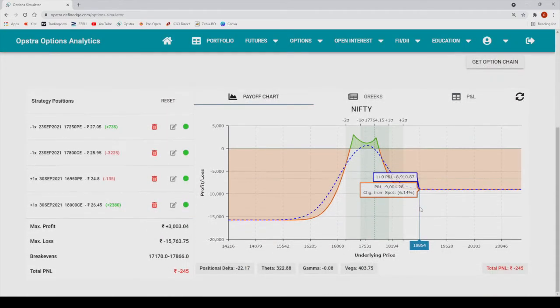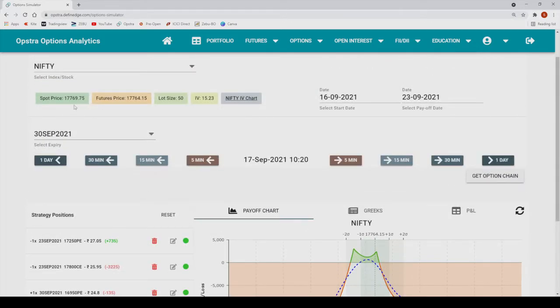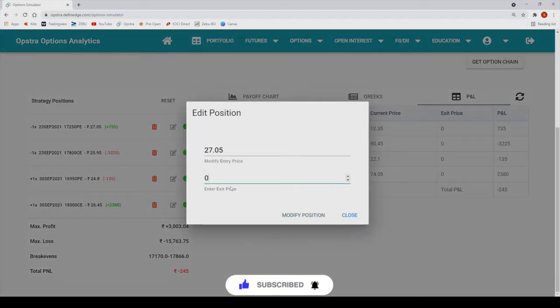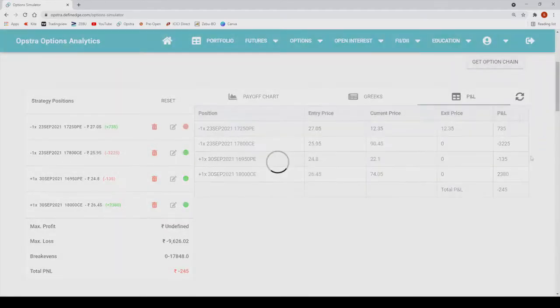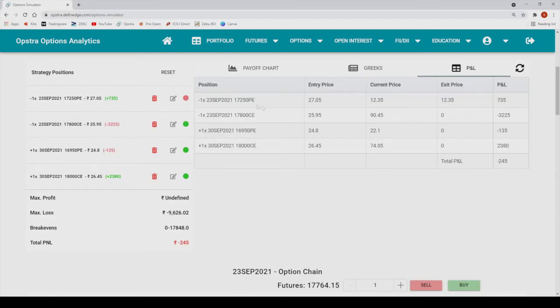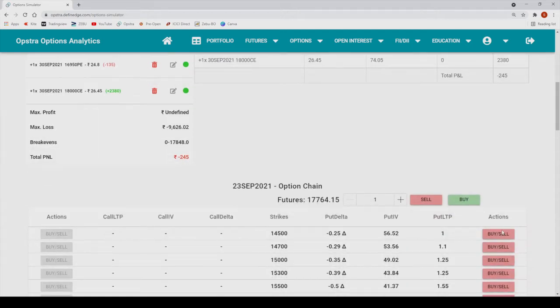769. So what we can do, since the market moved around 250 points, we are going to do some adjustments. Okay, we are going to shift the put option. So what is the current price? 12.35. So we are going to close this. Go to the current expiry. So we closed the 17,250 put at 12 rupees. So we are going to sell another put with a higher price.